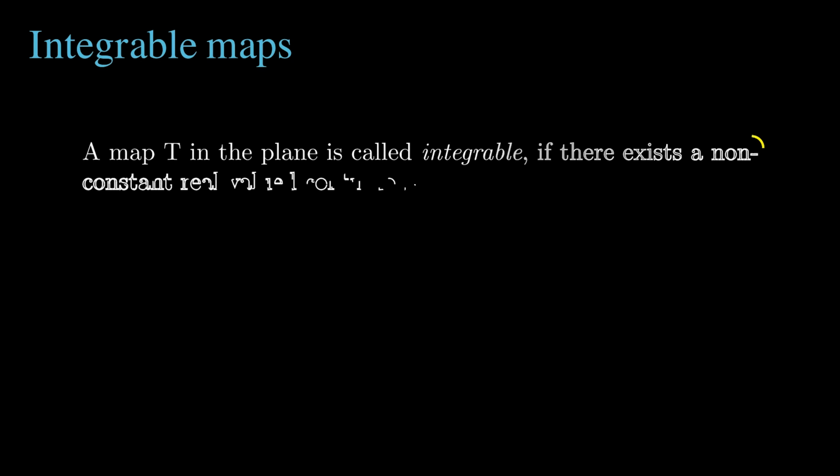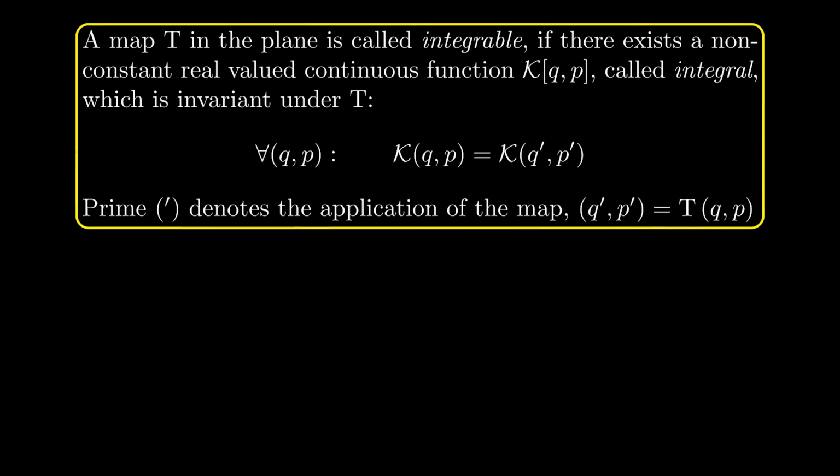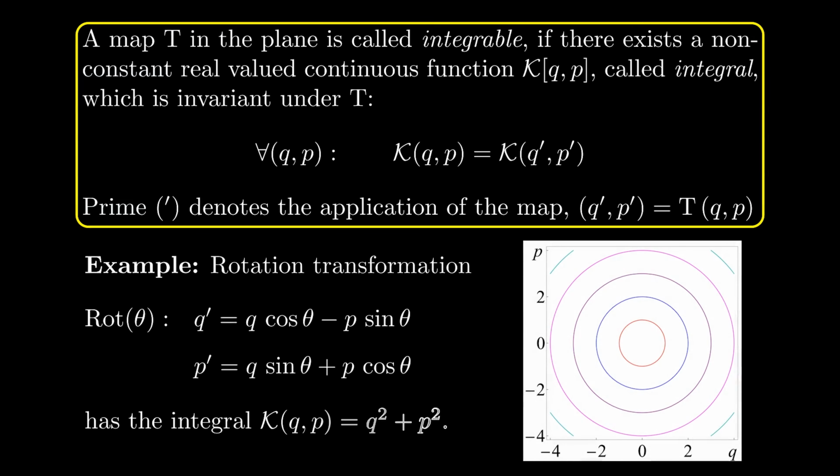Now, let's give a precise definition of an integrable map. A map T in the plane is called integrable if there exists a non-constant real-valued continuous function K, called the integral, which remains invariant under T for any initial condition. For example, a simple rotation has such an integral, and its constant level sets are concentric circles in phase space.